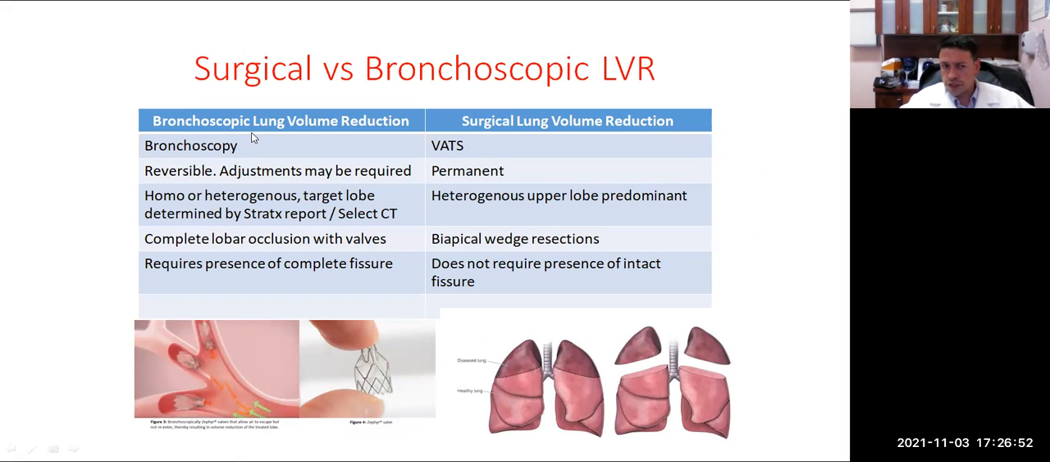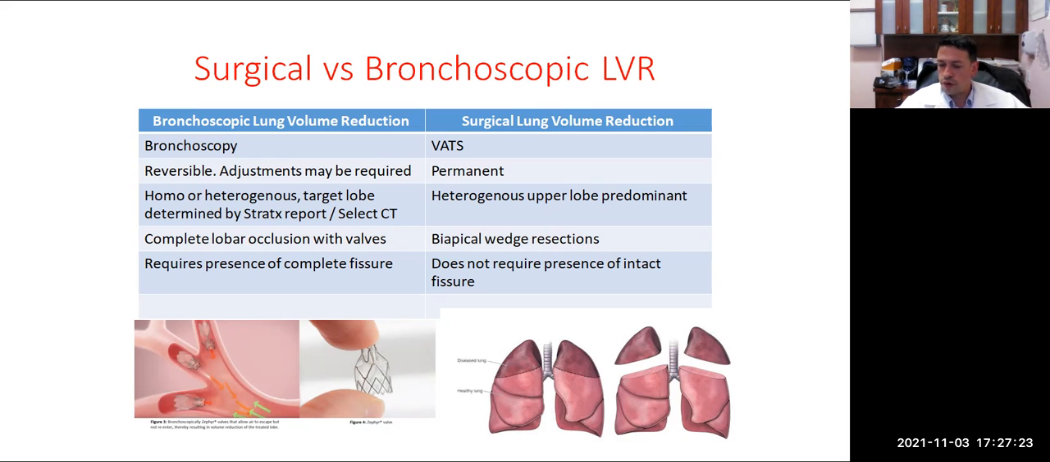So these are some of the differences between bronchoscopic and surgical lung volume reductions. Obviously, surgery is done with VATS. It's interesting that in the NETT trial in 2003, what percentage of patients had VATS back then? It was about 25%. So 75% of patients had median sternotomies with apical wedge resections, right? So always interpret the data from the NETT trial with a grain of salt, because that is ancient technology compared to what's happening now.